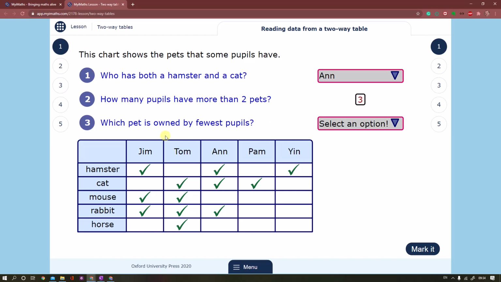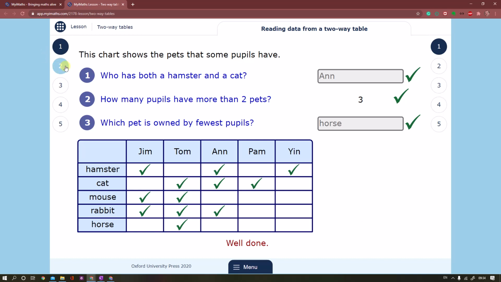Which pet's owned by the fewest number of people? Well, we've got 3 hamsters, 3 cats, 2 mice, 3 rabbits and 1 horse. So the horse is the smallest amount. So we managed to read information from this table.